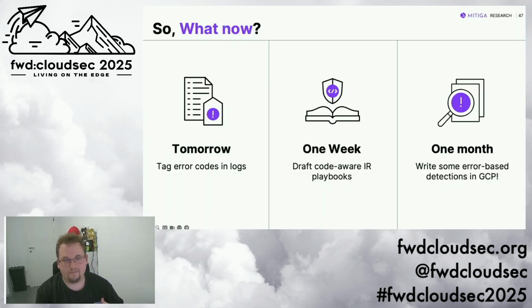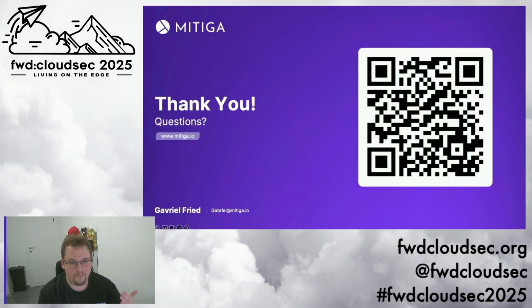But what now? Tomorrow, start looking at your environment, tag those error codes. In a week from now, conduct an incident response playbook using these error codes. And in a month, write some error-based detections for your GCP environment. But if there's one thing I could have you all take away from today is, if you catch the clouds, we could prevent the attackers from going.